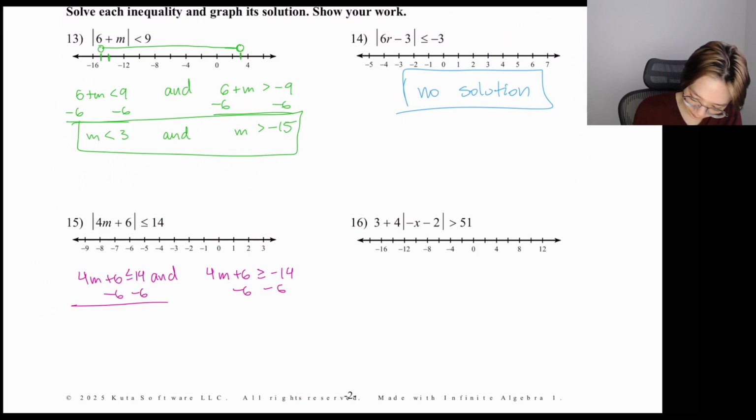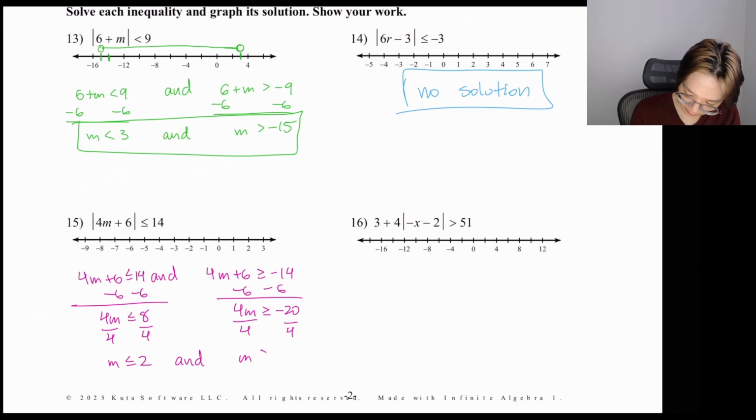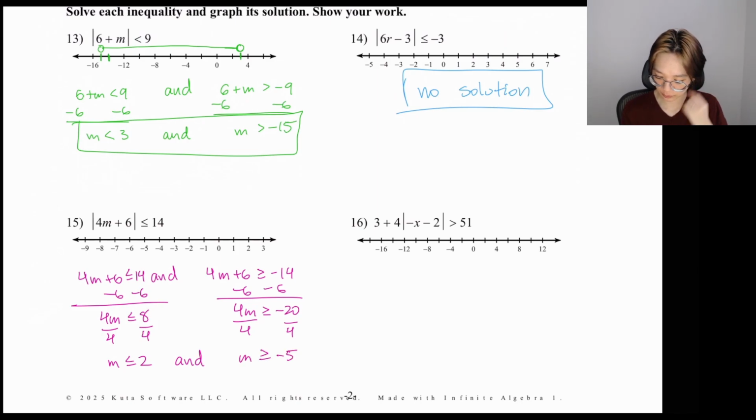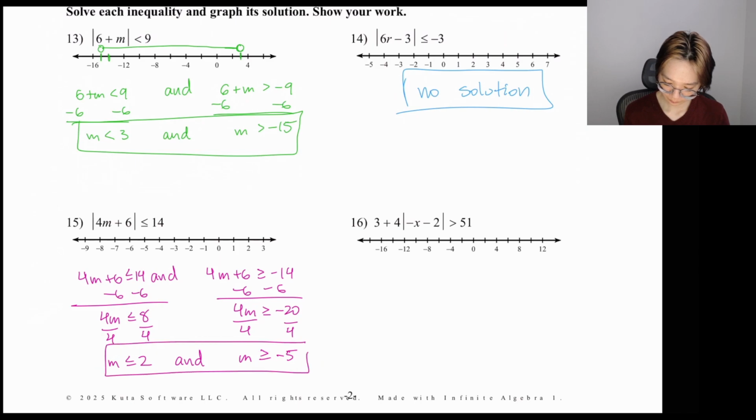Solve. I'm just doing these both at the same time because why not? We have 8 over here, and we have negative 20 over here. So m is less than or equal to 2, and m is greater than or equal to negative 5. Here's our answer right there.